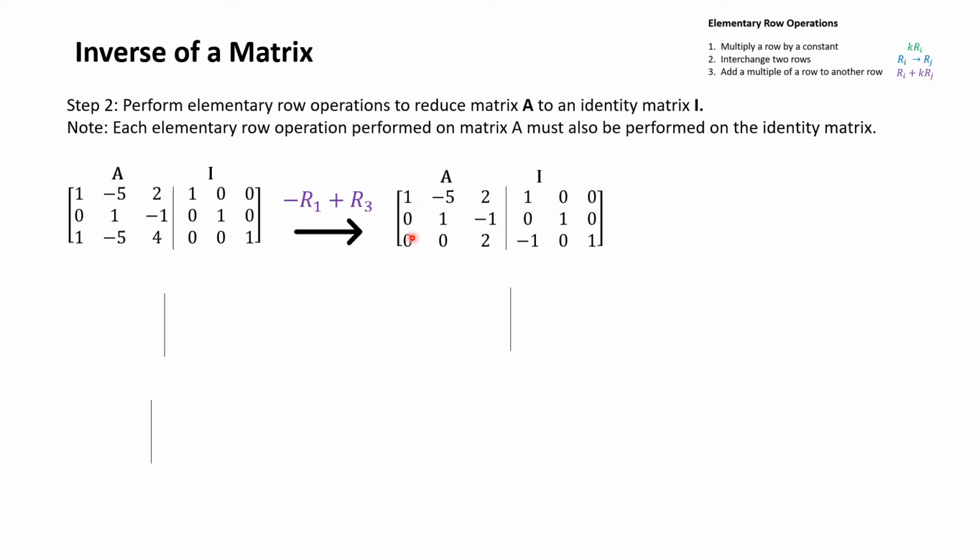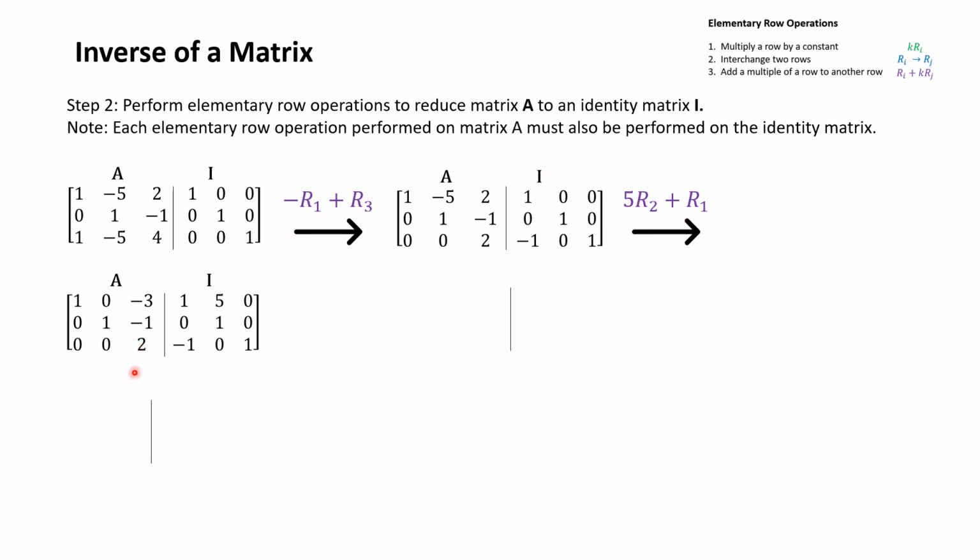Now that we have zeros in this column, we move on to the next column. We have a 1 in this column right here. So now we want to try and get 0 values above and below this 1. We have a 0 here, but we want to turn this negative 5 into a 0. Therefore, we're going to add a multiple of a row to another row, 5R2 plus R1. And this leads to this matrix here.